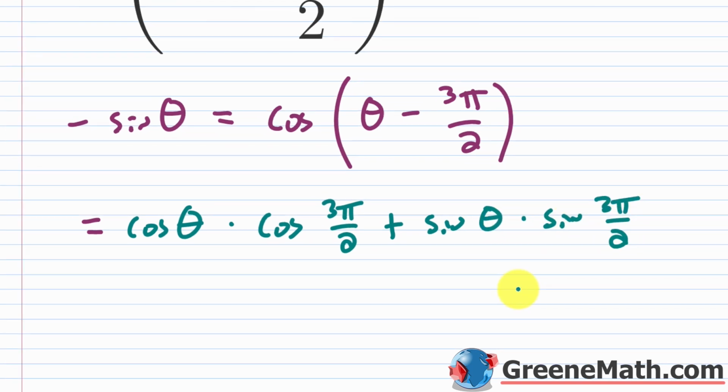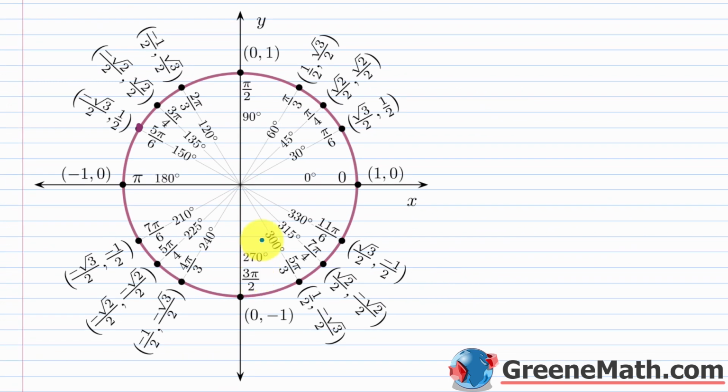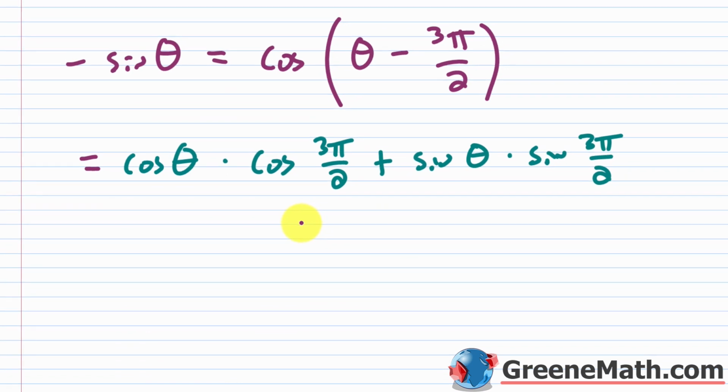So from here, it's pretty easy. Going back to the unit circle, so let me get rid of this. This is for 3 pi over 2. So remember, this is a 270 degree angle here. So the cosine value is your x value here, which is 0, and the sine value is the y value here, which is negative 1. So coming back, I'm going to take the cosine of 3 pi over 2, and I'm just going to plug in a 0. So this is cosine of theta times 0, which we know is 0.